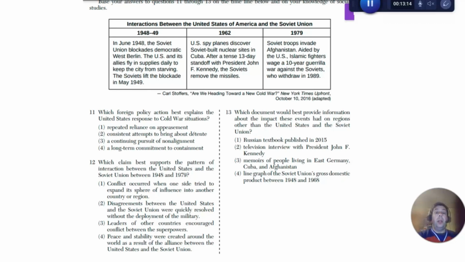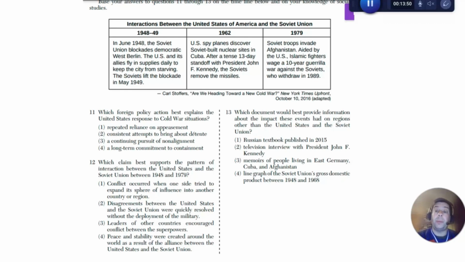Let's keep reading though. Disagreements between the United States and the Soviet Union were quickly resolved without the deployment of the military. I mean, 1979, the Soviets invade. That doesn't seem like the military wasn't involved, right? So that's not right. Leaders of other countries encourage conflict. It doesn't say anything about other leaders of other countries here. Peace and stability were created around the world as a result of an alliance. I mean, that one's just silly if you understand the Cold War, right? So we would never pick that. So it confirms what we thought. We always read all four choices, but it confirms that we thought it was one.